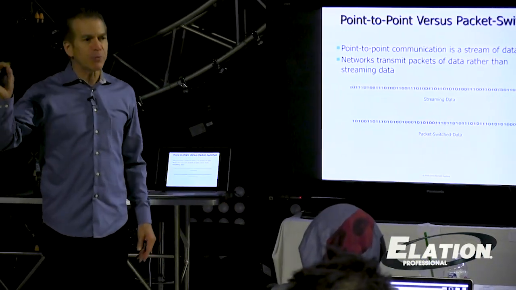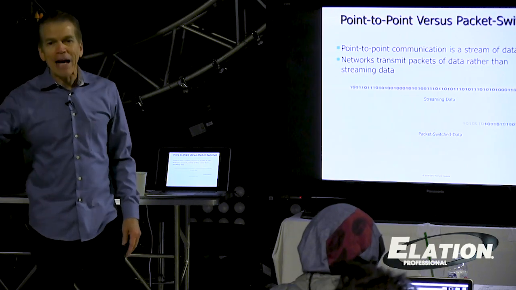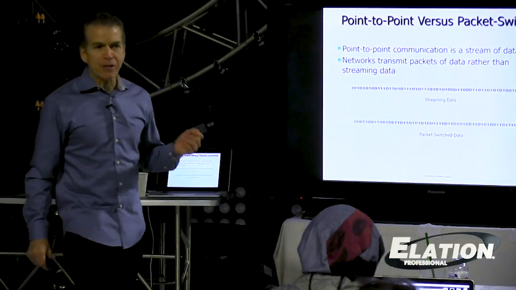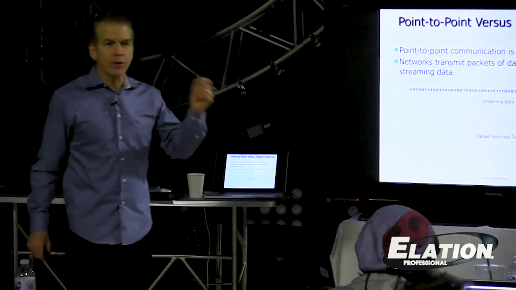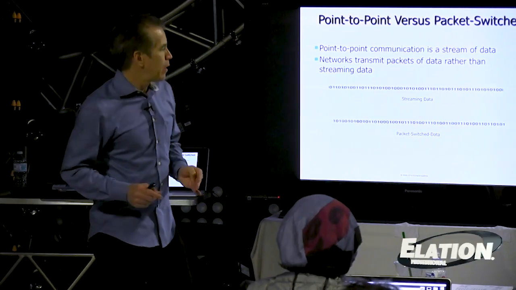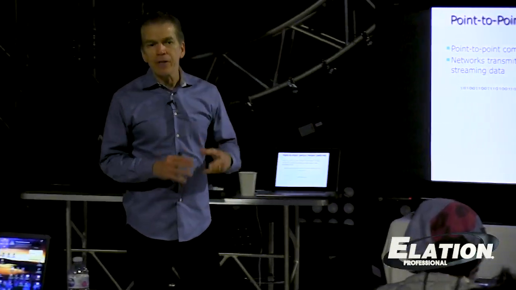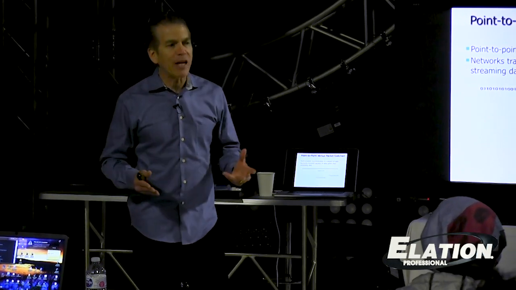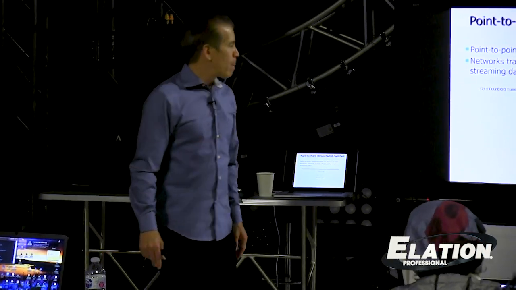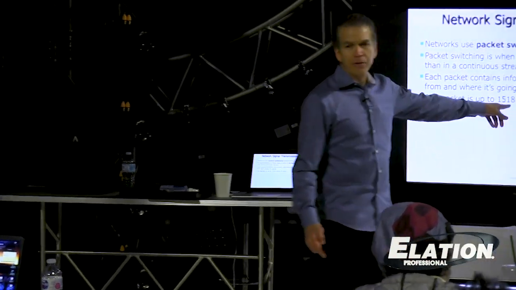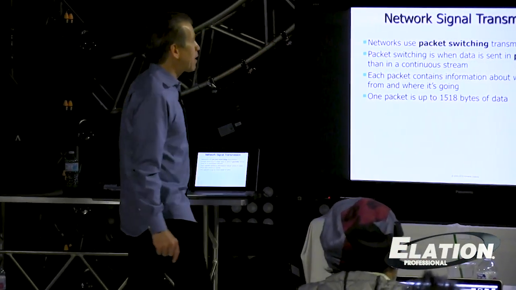DMX is a packetized protocol. One packet of DMX has 513 8-bit bytes of data. The first one is the start code, and then the next 512 are control channels. Ethernet has a different packetizing scheme, but Ethernet is a packet-switched protocol as well. And one packet is 1,518 bytes of data.